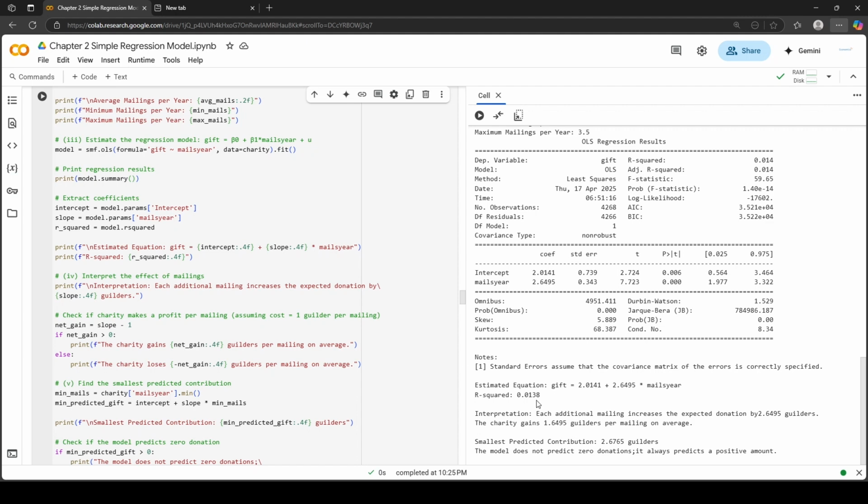So what is the interpretation of this coefficient? Each additional mailing increases the expected donation by 2.64 guilders. Okay, the charity gains 1.64 guilders per mailing on average.